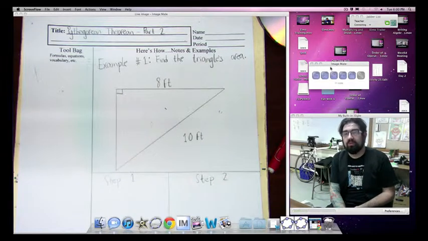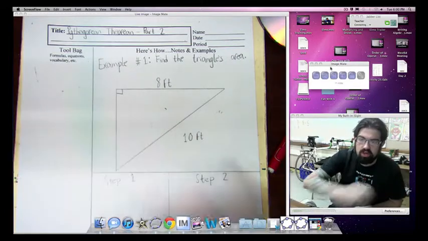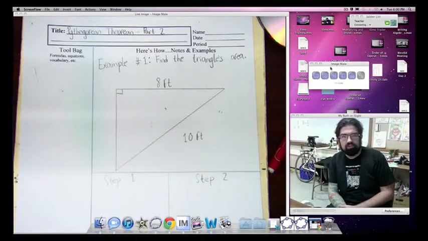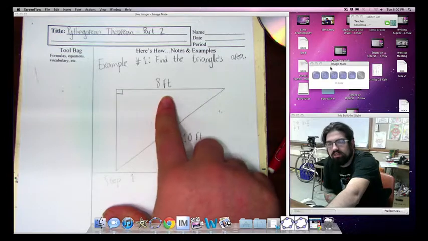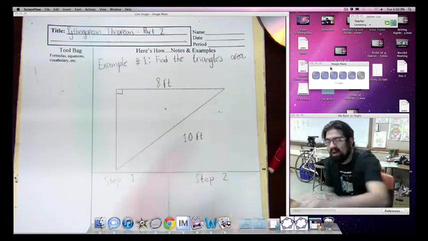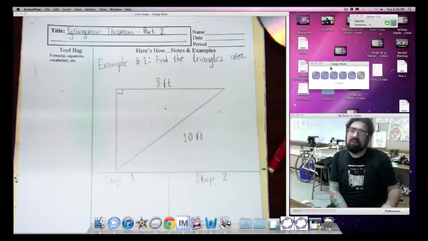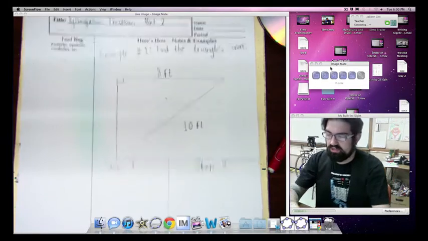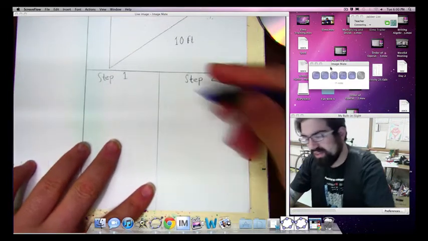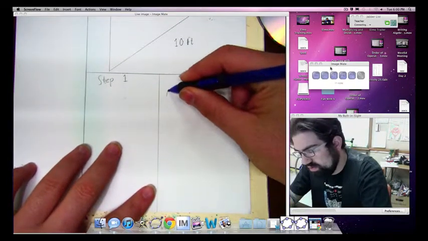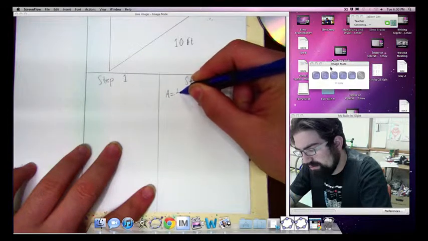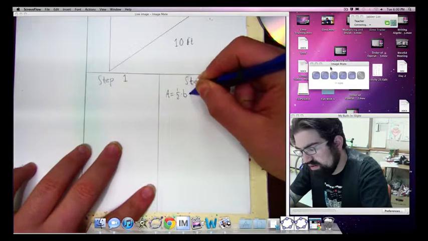So the first example, example number 1, is find the triangle's area. So we're trying to figure out what the area is of this triangle. Just looking at it right now, we know that this leg is 8 feet, and the hypotenuse is 10 feet. So the first thing I would think of is, well, what is area? So I'm actually going to put that under step 2 down here. Well, the area of a triangle is equal to 1/2 times the base times the height.